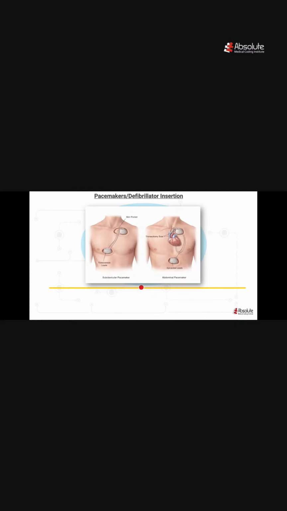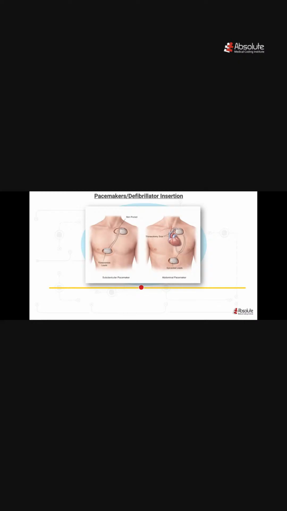Next, let's look at how the leads get into the heart. There are two ways the lead can be placed. One is the transvenous lead insertion. As I said previously, in the transvenous approach, the lead is inserted through the vein and guided into the heart chamber. This is the most common method used today, and it does not require opening of the chest.